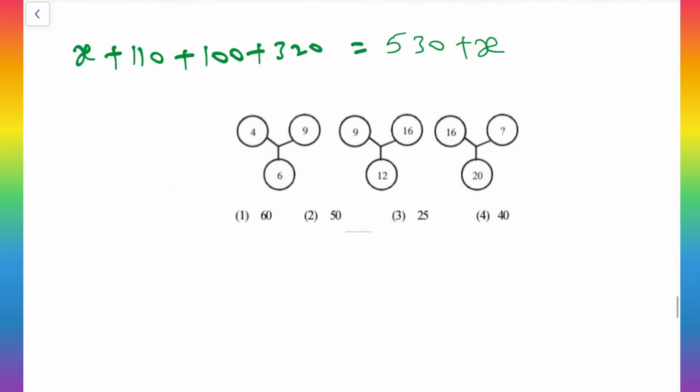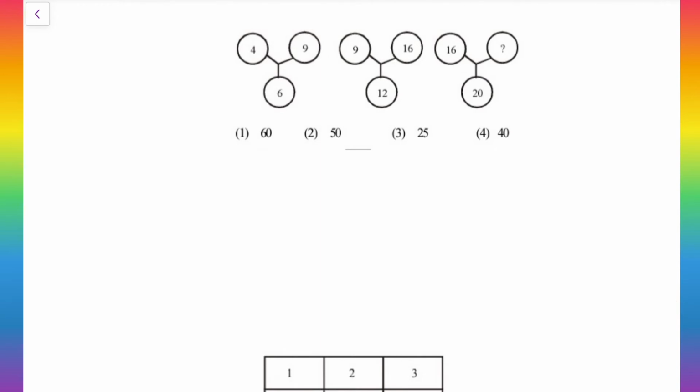Okay, let's move to next question. Here upper numbers we have 4 and 9, and lower number we have 6. Now if we observe this number 4, it is 2 square, and this number 9, it is 3 square. So here down I have 6. These two bases, if I multiply 2 3s, I will get 6. So this only I will write neatly.